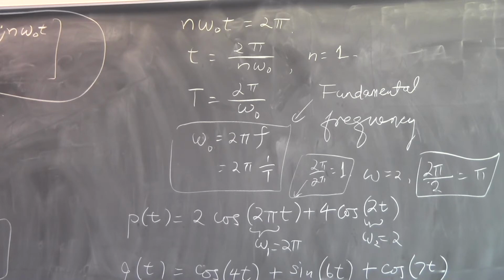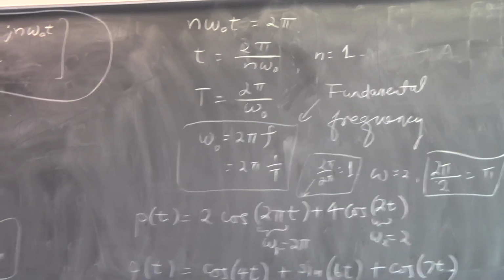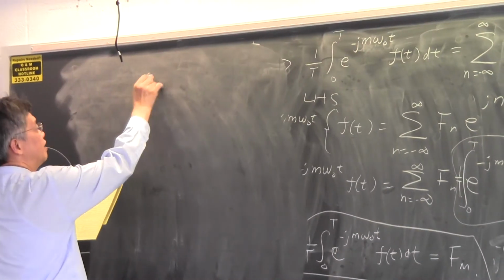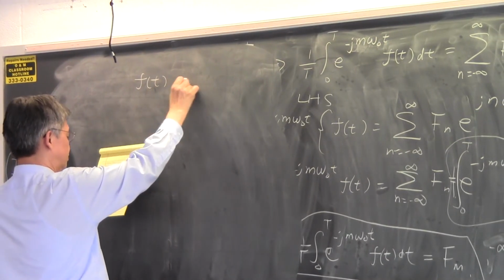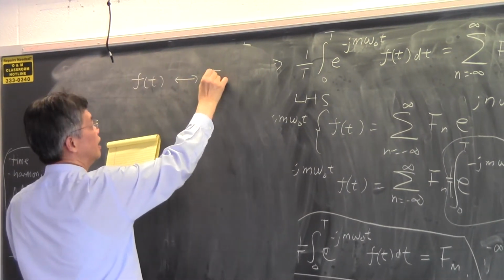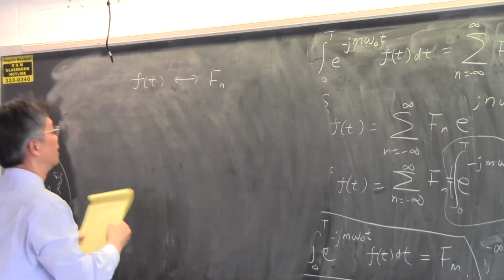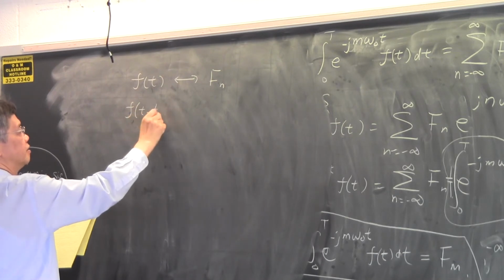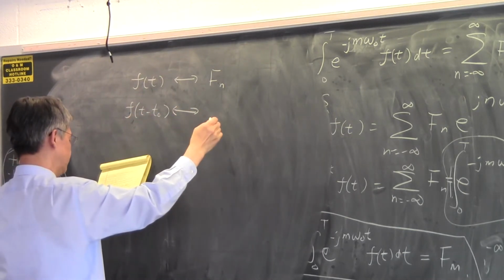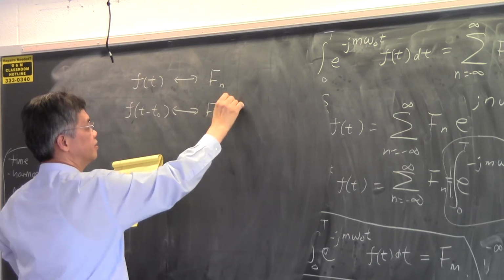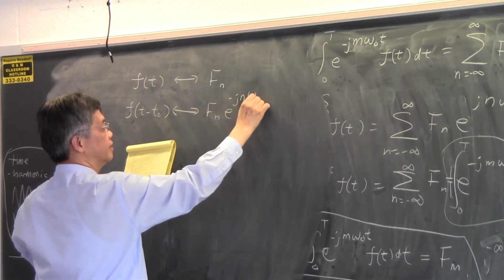Properties are rather simple. If you multiply the function by k, the Fourier transform is just k times the coefficients. Okay, some of these are quite mundane, but this one might be interesting. If F gives you the Fourier transform of f sub n, the Fourier coefficients, then f of t minus t naught gives you a new Fourier coefficient, which is f sub n e to the minus j n omega naught t naught.